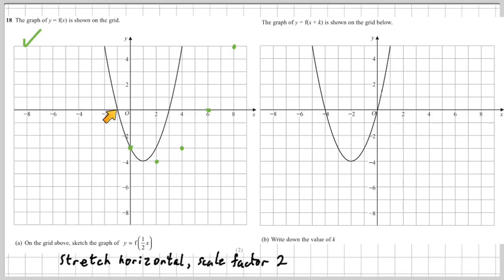That one there, minus 1, 0 is going to go to minus 2, 0. And then probably the one at the top, last one, minus 2, 5 goes to minus 4, 5. And you can see very clearly the curve is there. You do need to just draw it in. And there you have your final answer.